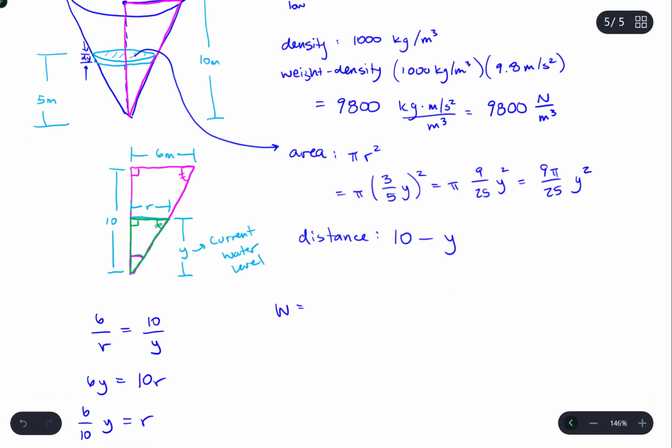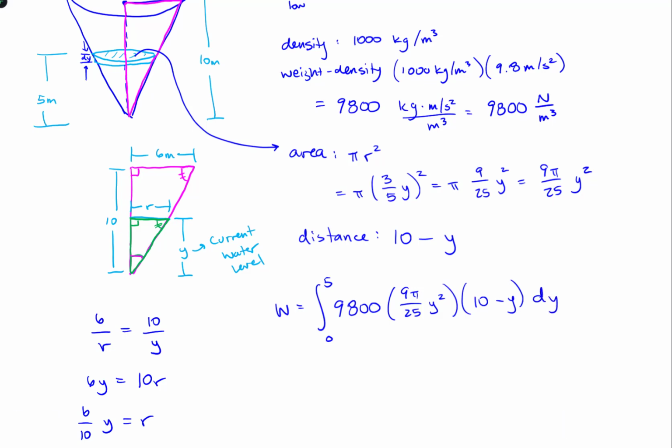So the total amount of work to remove this water is going to be the integral from 0 to 5, because that's the current water level, 9,800 times 9 pi over 25 y squared, and 10 minus y dy.